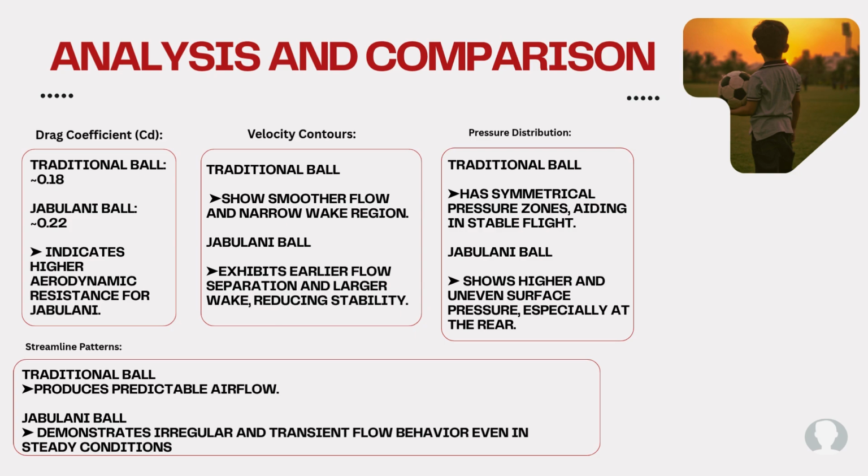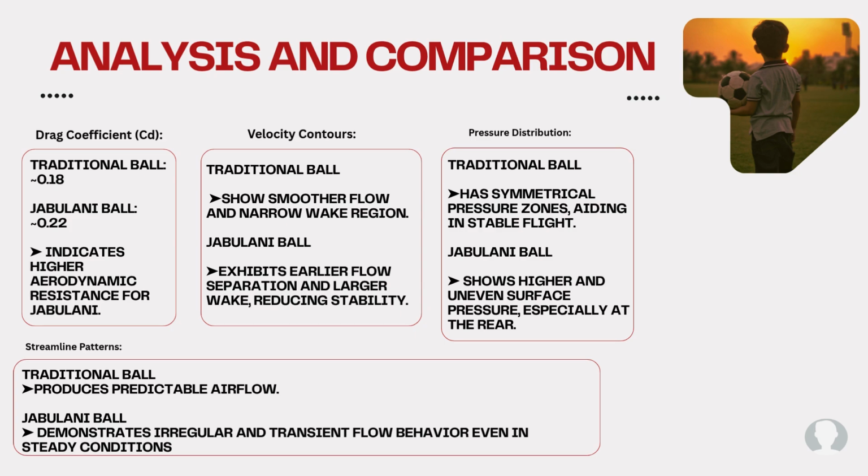Analysis and comparison. The drag coefficient for the traditional ball is 0.18 while the Jabulani ball is 0.22. This indicates higher aerodynamic resistance for the Jabulani. For velocity contours, the traditional ball shows smoother flow and a narrower wake region, while the Jabulani ball exhibits earlier flow separation and a larger wake, reducing stability. For pressure distribution, the traditional ball has symmetrical pressure zones, aiding in stable flight, while the Jabulani ball shows higher and uneven surface pressure, especially at the rear.